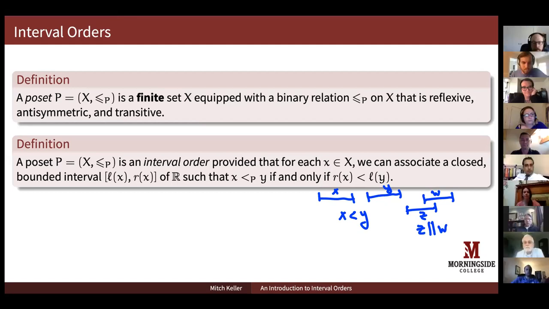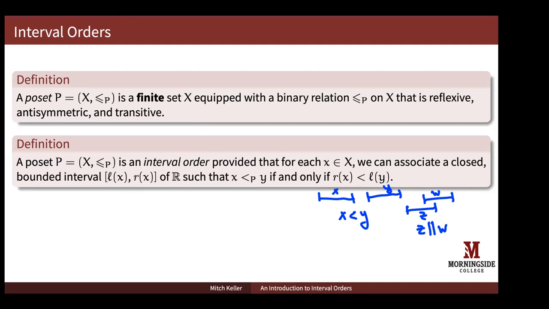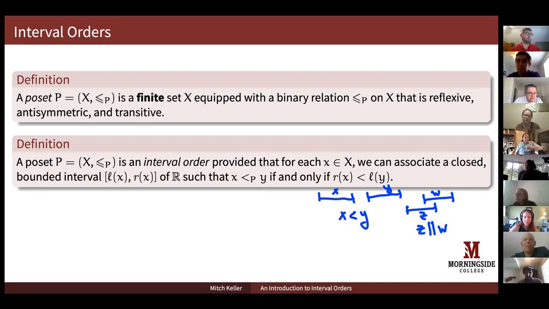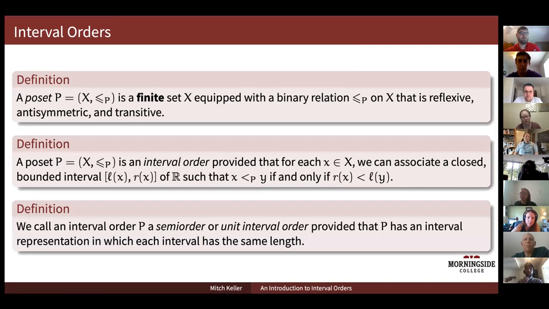Notice that I didn't describe this as being a set of intervals because you could have two points of the poset associated to the same interval, right? So that's allowed. You could think of this as a function from x to the set of closed bounded intervals, and we don't care whether that function is one to one. Sometimes we're just going to think about this as the intervals and forget that there might be a poset that we started with. And other times we'll really think about the poset and ask, is this an interval order?